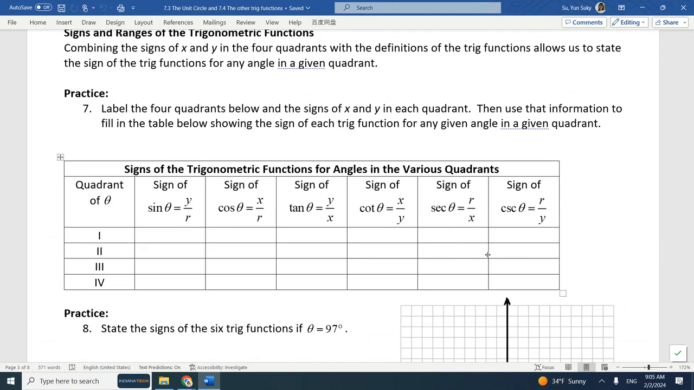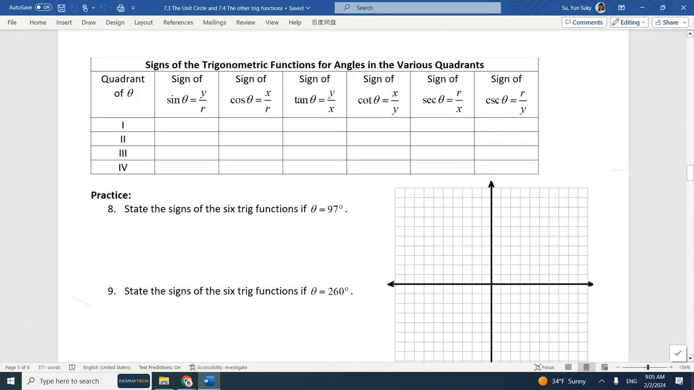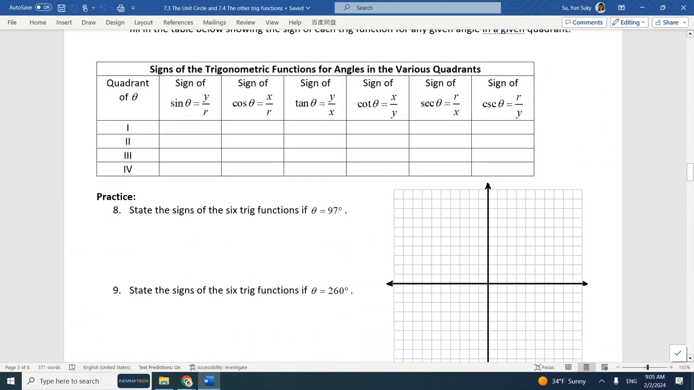Now let's see. So we have 4 quadrants, right? Those are the 4 quadrants. This is quadrant 1. This is quadrant 2. This is quadrant 3. And that is quadrant 4. This is the x-axis. That's the y-axis. And the origin is the center.